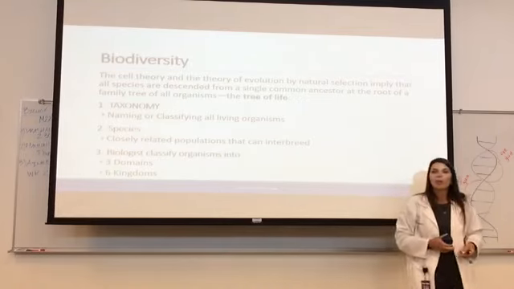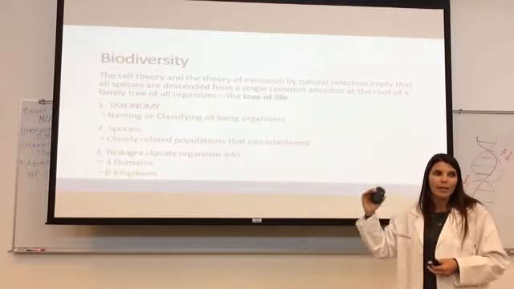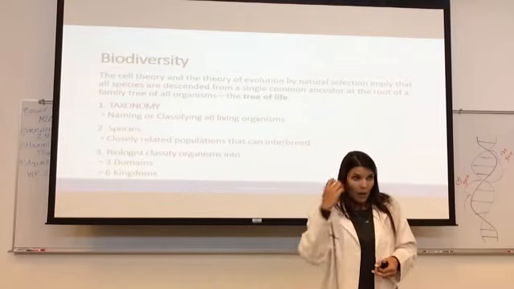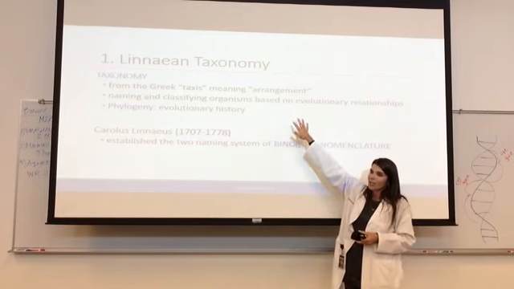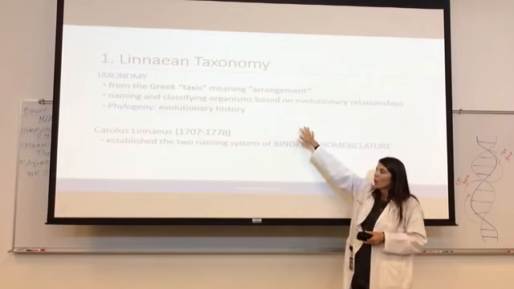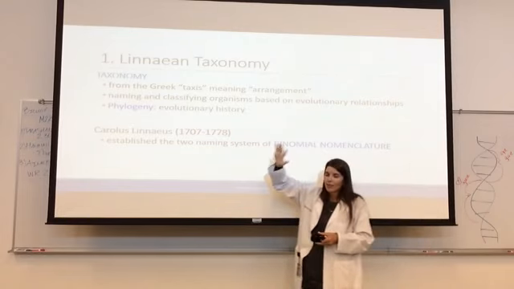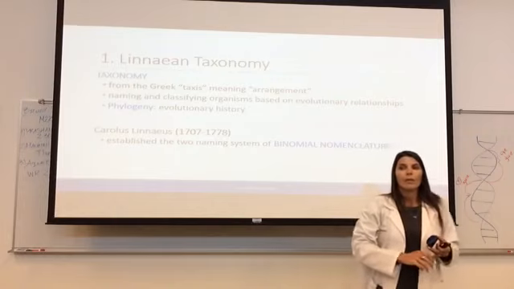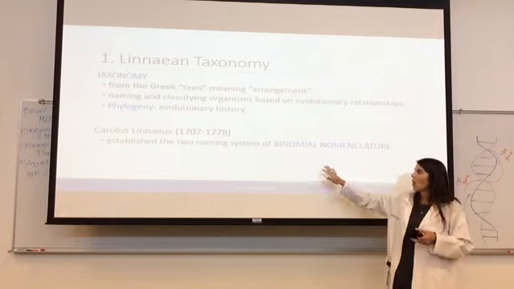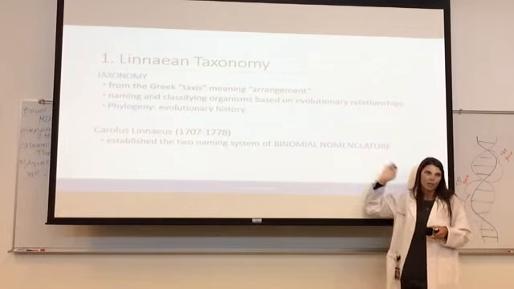We can take all living organisms and classify them into 3 domains, into 6 kingdoms. So the science of classification is taxonomy. Who discovered this taxonomy or this classification system? His name was Carlos Linné. And this system is called binomial nomenclature.